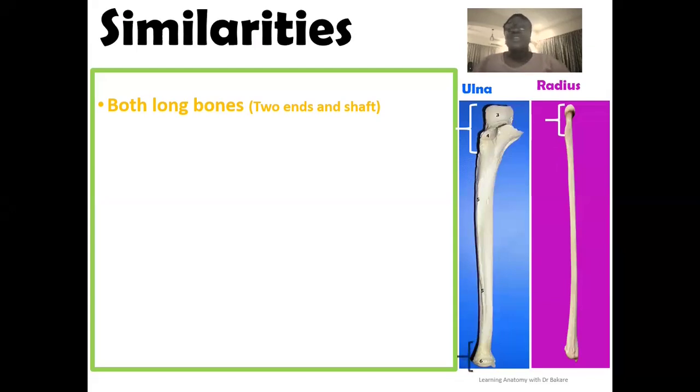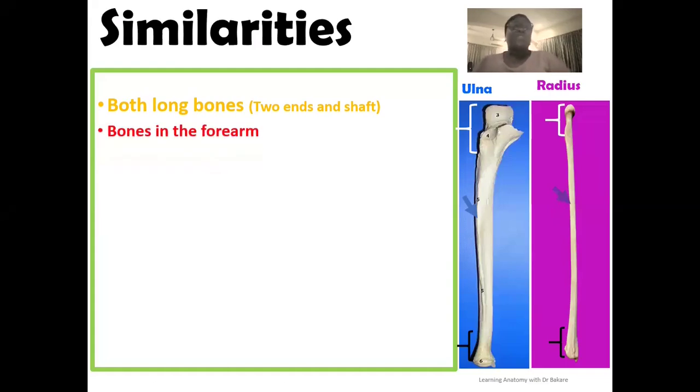Then if you go more inferiorly, we have the distal end that is highlighted here in black for the ulna, and also the distal end here of the radius. And in between the two ends, we have the shaft. Now this is where we have the shaft here, arrowed at the central part.